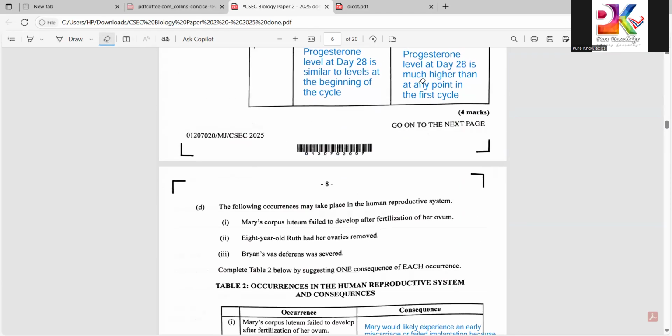All right. Next, it says the following occurrences may take place in the human reproductive system. One, Mary's corpus luteum failed to develop after fertilization of her ovum, egg. Two, 8-year-old Ruth had her ovaries removed. Why, Ruth? Why? Three, Brian's vas deferens was severed. Wow. Okay. All right. Then we're saying complete table two below by suggesting one consequence of each occurrence.